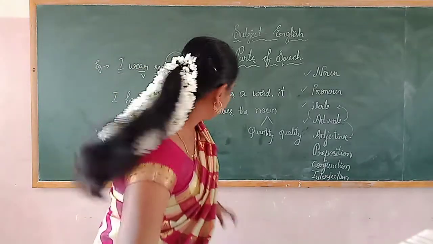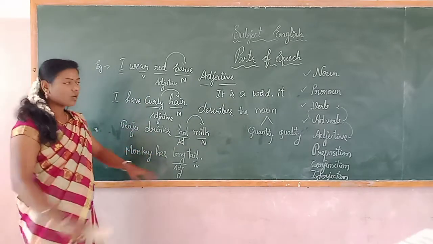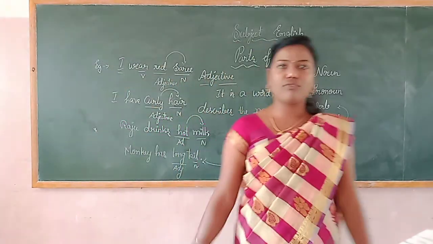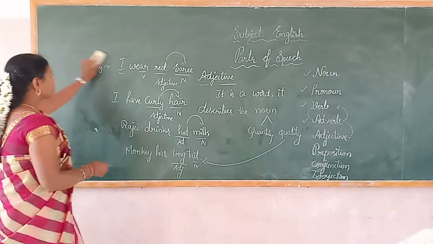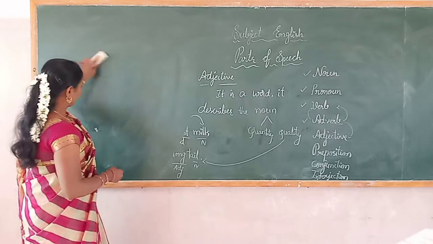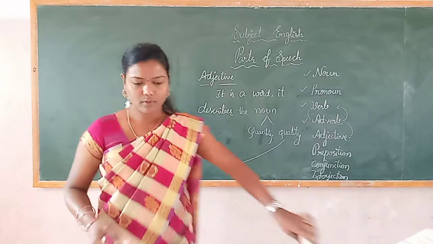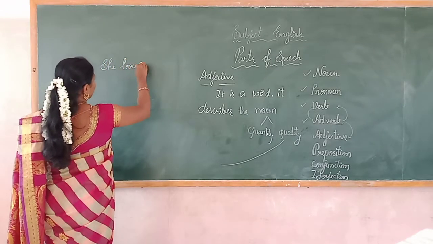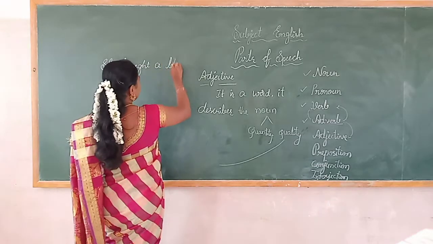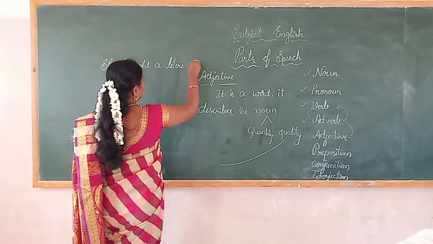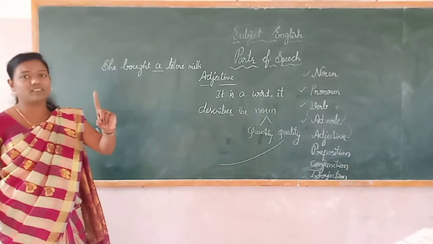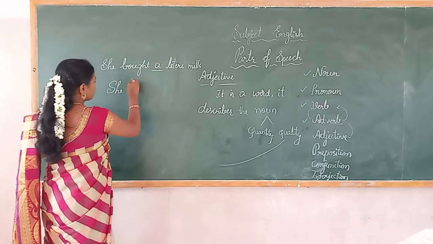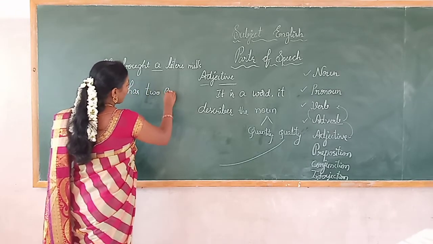Next, red, curly, hot, long are examples for the quality, which type of quality. And quantity, that means the number of, how many. For example, she bought a liter milk. So dear student, here a liter means one liter milk. So it is adjective. And next one, she has two eyes.